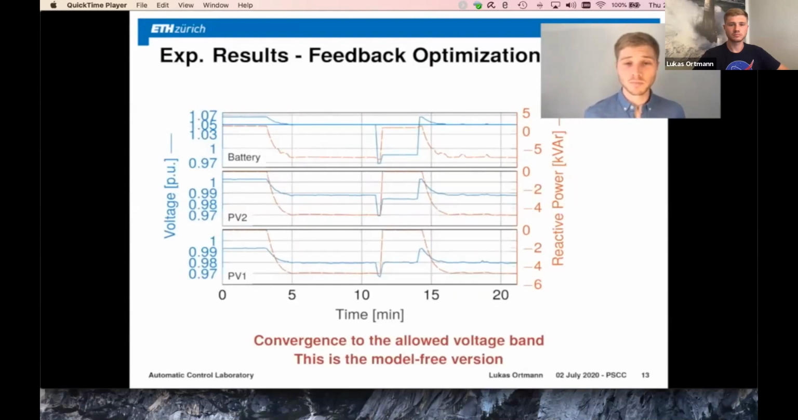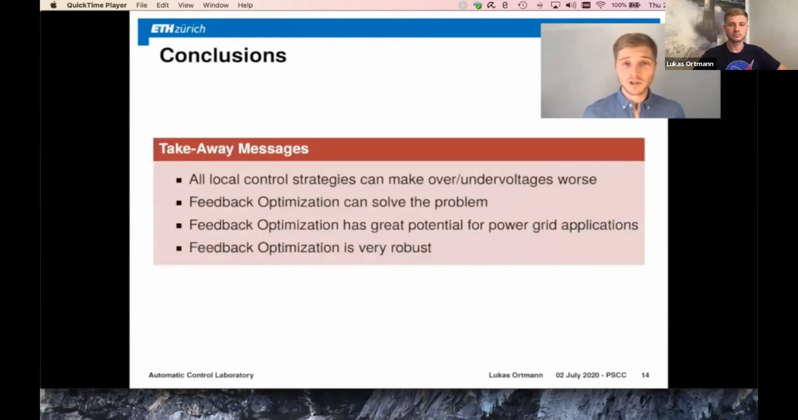It works really well. So with that, I would like to conclude that all local control strategies can make these under and over voltages worse. Luckily, feedback optimization can solve the problem. It has great potential for power system applications, and it's very robust, as we just saw.